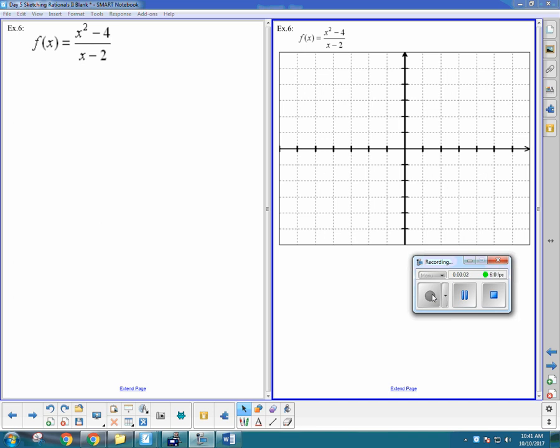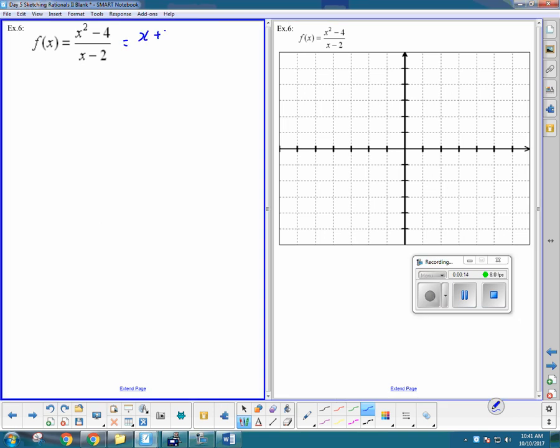For my last example here on day 5, example 6, I've got f of x equals x squared minus 4 on the top over x minus 2. I should factor right away. Luckily, this factoring is easy. It's difference of squares, so x plus 2, x minus 2, all over x minus 2.